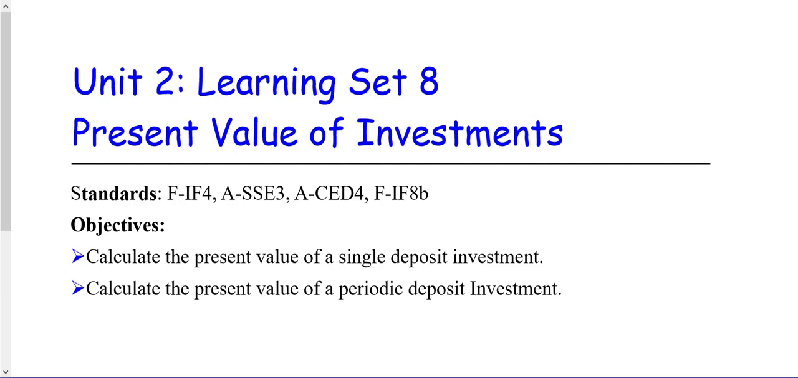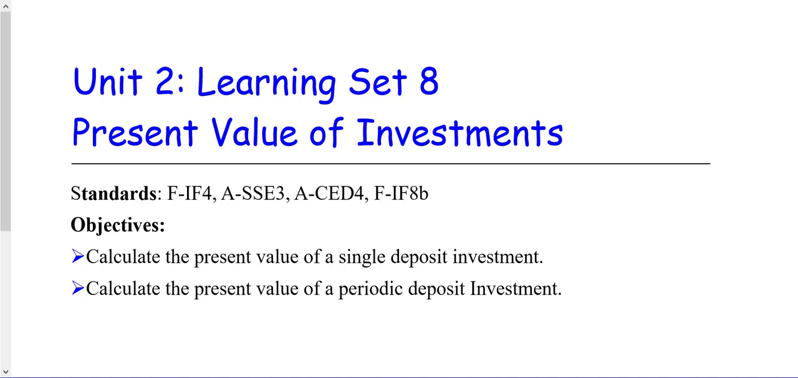In Unit 2, Learning Set 8, you're going to learn about the present value of investments. And what this means is sometimes we know, for example, we want to go on a trip in 5 years, maybe to Europe, and you need to have a certain amount of money to be able to take that trip. So we want to know how much money I'm going to have to put into an account so that I earn enough interest and save enough money to go on that trip in 5 years. And this is where the present value of investment formulas come in.